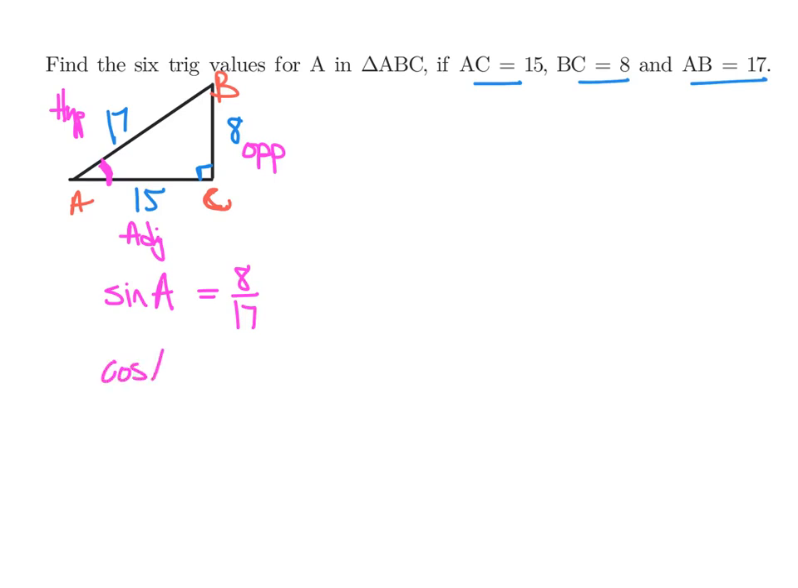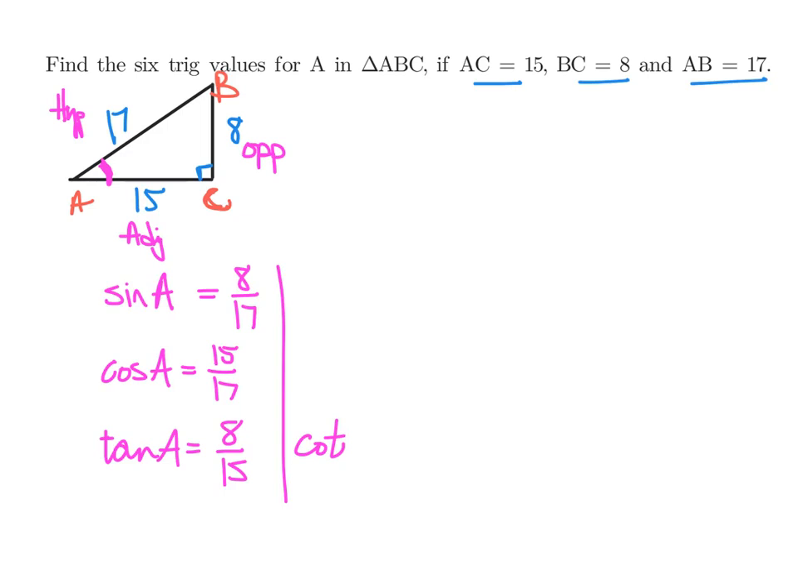For cosine, cosine of A is adjacent over hypotenuse, so 15 over 17. And the tangent of A is opposite over adjacent, so 8 over 15. Once we have those 3, finding the last 3 is easy, they're the reciprocal functions. So we go through cotangent, which pairs up with tangent, so the reciprocal is going to be 15 over 8.